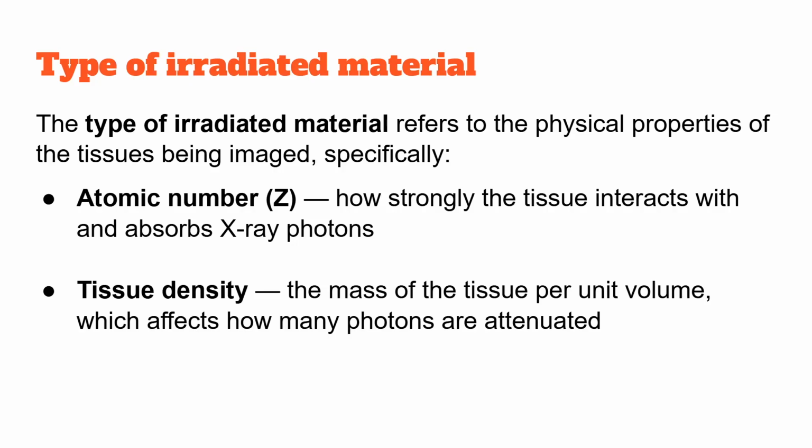The type of irradiated material. This refers to the physical properties of the tissues being imaged specifically. The atomic number is going to help determine how strongly the tissue interacts and absorbs X-ray photons. And tissue density, which is the mass of tissue per unit volume, this is going to affect how many photons are attenuated.